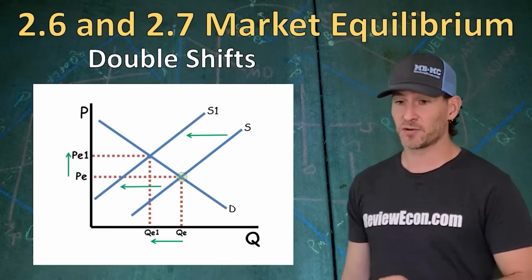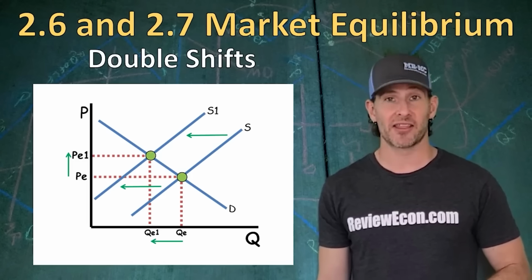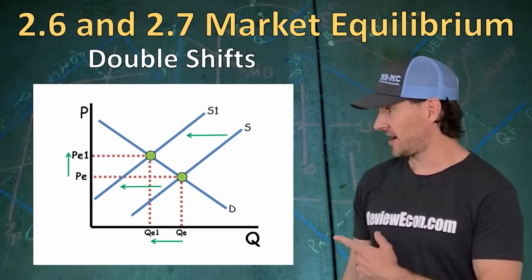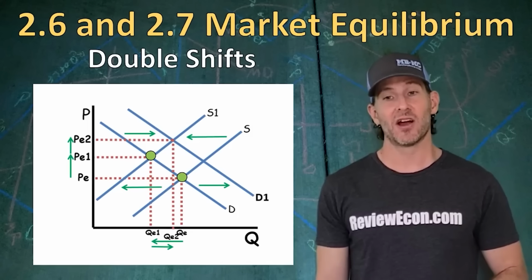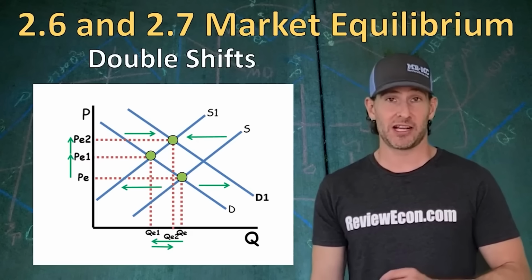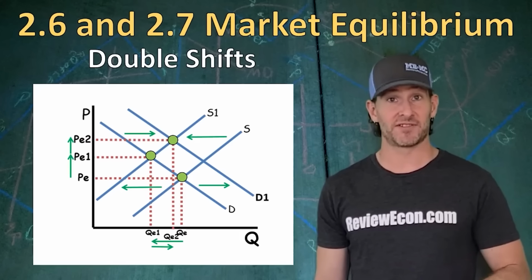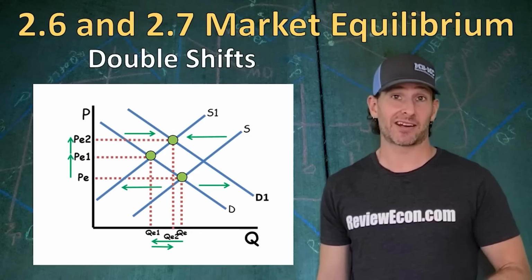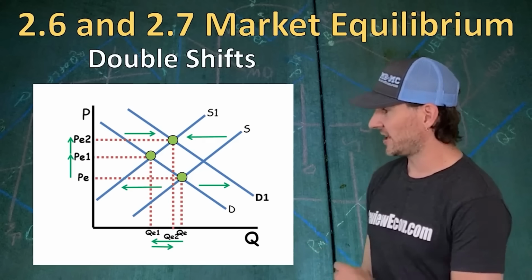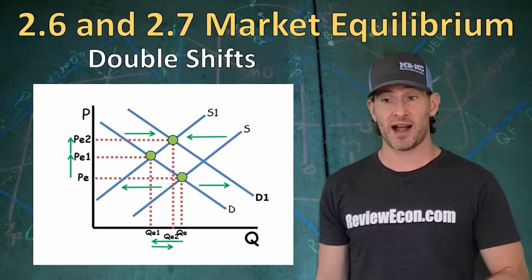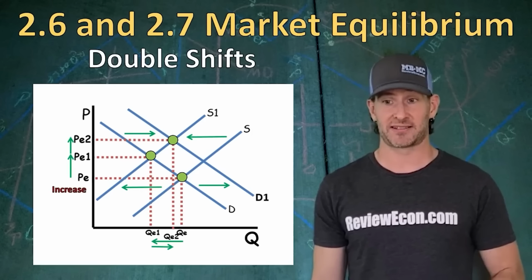So we move from one equilibrium point to another equilibrium point. If we add another shift, an increase in demand here, we now have a third equilibrium point. How does this combined double shift impact the price and quantity? Well, both shifts increased the price. That means we know for sure that the price is going to be increased.